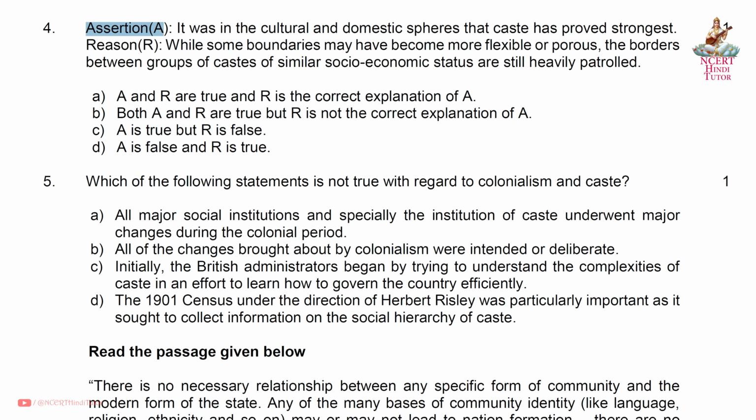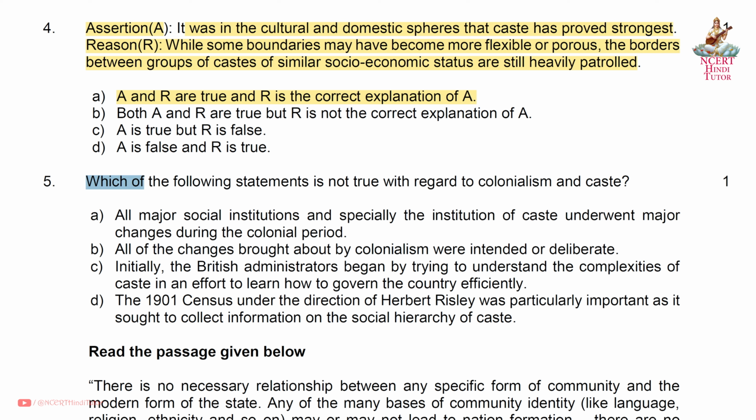Question 4. Assertion A: It was in cultural and domestic spheres that caste has proved strongest. Reason R: While some boundaries may have become more flexible or porous, the borders between groups of castes of similar socio-economic status are still heavily patrolled. Friends, answer is A. A and R are true and R is the correct explanation of A.